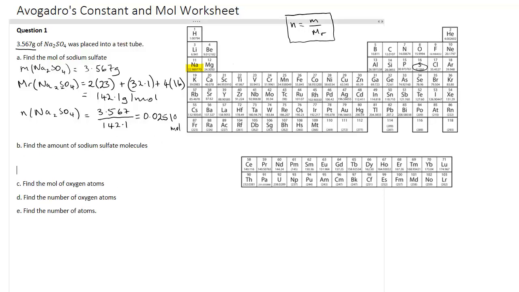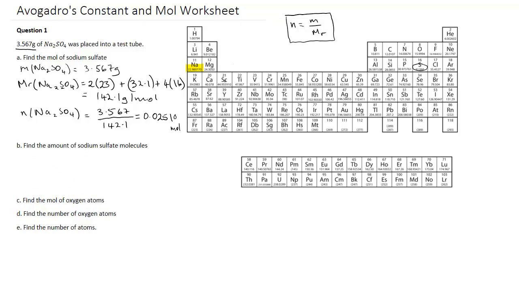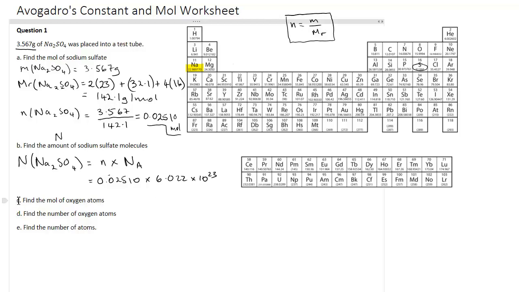Now, the next question asks us to find the amount of these molecules. The language here is very important: this is the same as number. So it's asking us to find the number of sodium sulfate molecules. So we're looking for capital N of this. If you remember our table, we take the mole and we times it by Avogadro's constant to find number. If we have 1 mole of substance, we'll just get Avogadro's constant. But we don't have 1 mole, we have this amount. So we have 0.02510 times Avogadro's constant, and that will give us the amount of particles.